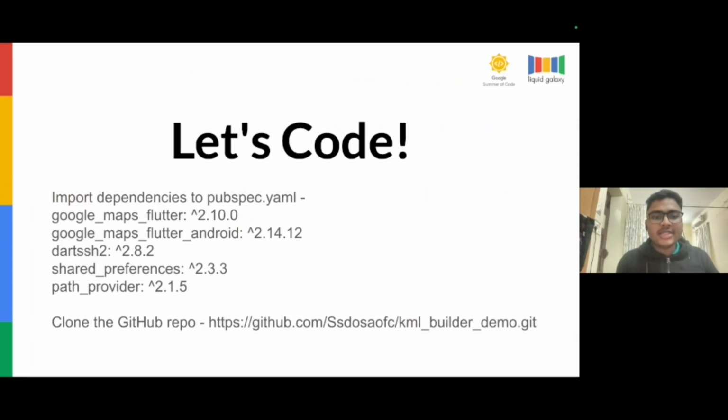We have a couple of dependencies: Google Maps Flutter, Google Maps Flutter Android, Dart SSH2, shared preferences, and path provider. I hope you take this GitHub repo as a reference, but I would suggest making it yourself because it is quite interesting how you learn about the basics of Flutter. And even on the same path, you will see how it is integrated in some Liquid Galaxy applications like Super Liquid Galaxy Controller and Reforestation Assistant.